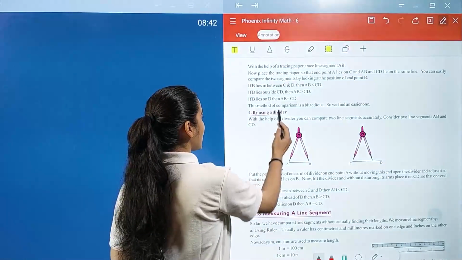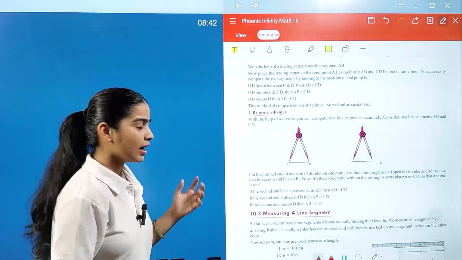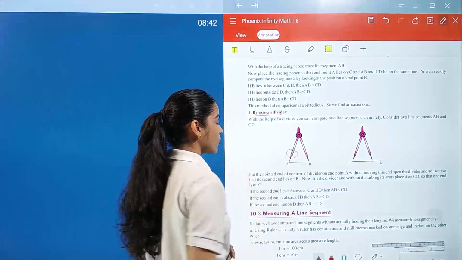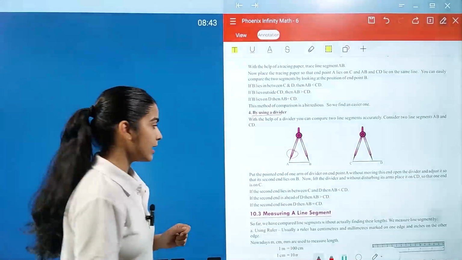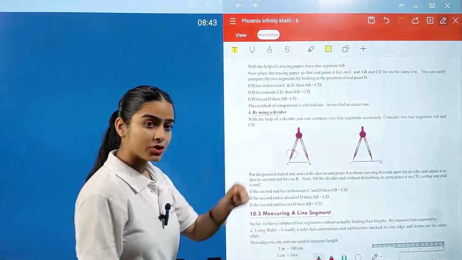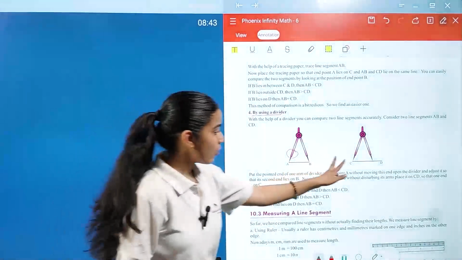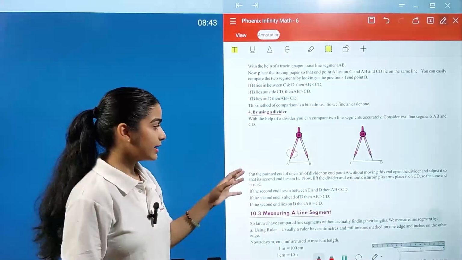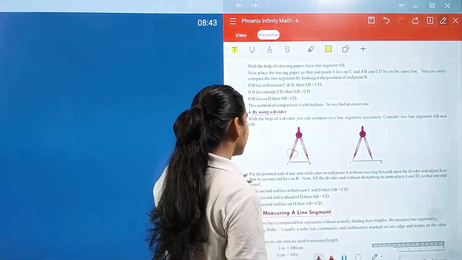Now we use our divider. A divider is like a compass basically, but it has no place for holding a pencil. That is why it is called a divider. You can open your divider and put the pinpoint, the starting point on A and the ending point on B. After that, you place the same measurement on CD. If the opening of the divider is smaller as compared to CD, it simply says that CD is greater than AB.